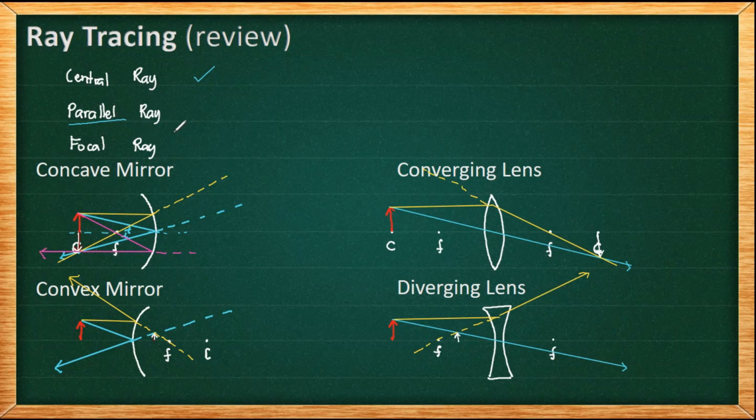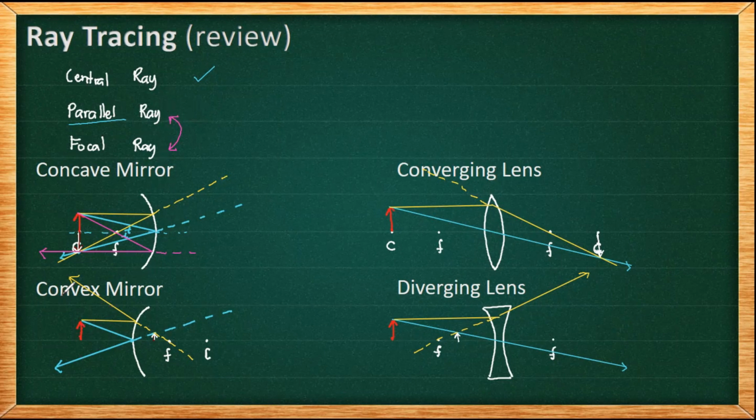So the parallel ray and focal ray, they're actually partners. If you have a parallel ray coming in, it will be reflected like a focal ray. And if you have a focal ray coming in, it will be reflected like a parallel ray. For mirrors. Okay, now we proceed to convex mirrors.